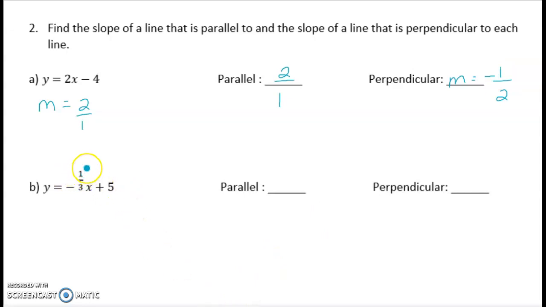Okay, next one. My slope is negative 1/3. So a parallel slope would be negative 1/3. But then if we're going to do it perpendicular, my slope has to flip. So now it's going to be 3 over 1. And it goes from a negative to a positive.